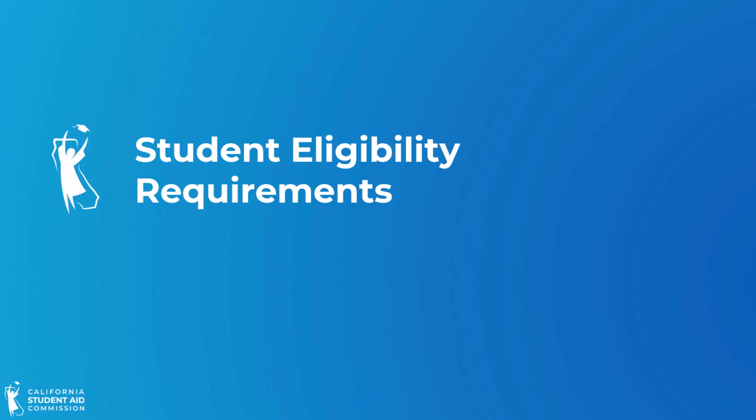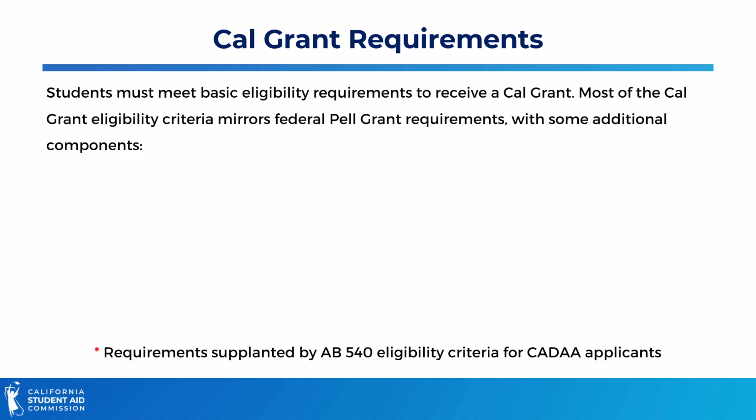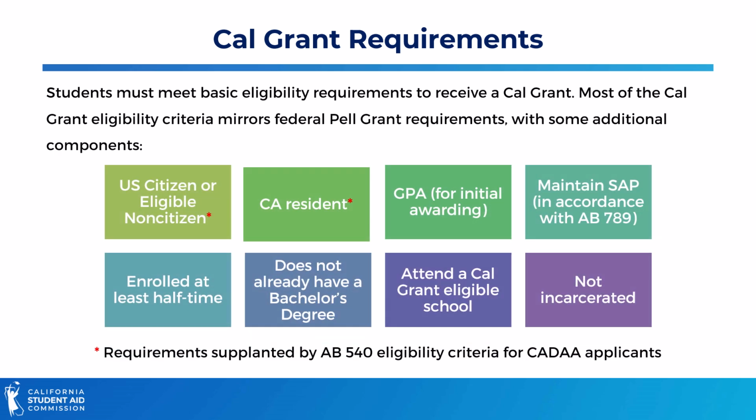Next, we will cover student eligibility requirements. To start, students must meet basic eligibility requirements to receive a Cal Grant. Most of the Cal Grant eligibility criteria mirrors the federal Pell Grant requirements with some additional components. Students must be a U.S. citizen or eligible non-citizen who are permanent residents or meet AB 540 eligibility criteria. Students need to have been a California resident for 1 year or must be AB 540 eligible if applying with the CADA. Students must have a GPA or equivalent submitted when applying.